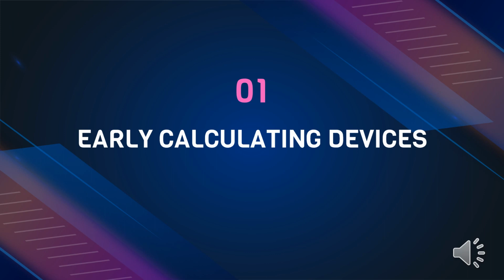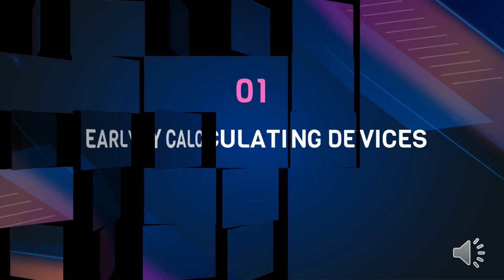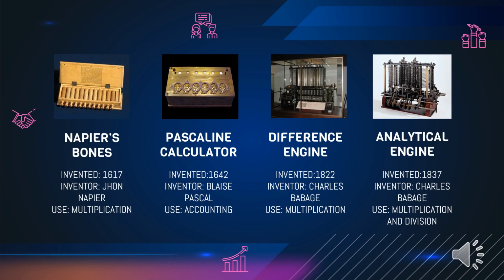First one, early calculating devices. These are the four different types of early calculating devices. The first one is Napier bones, second one is Pascaline calculator, third one is difference engine, and the last one is analytical engine. Let us go in detail.